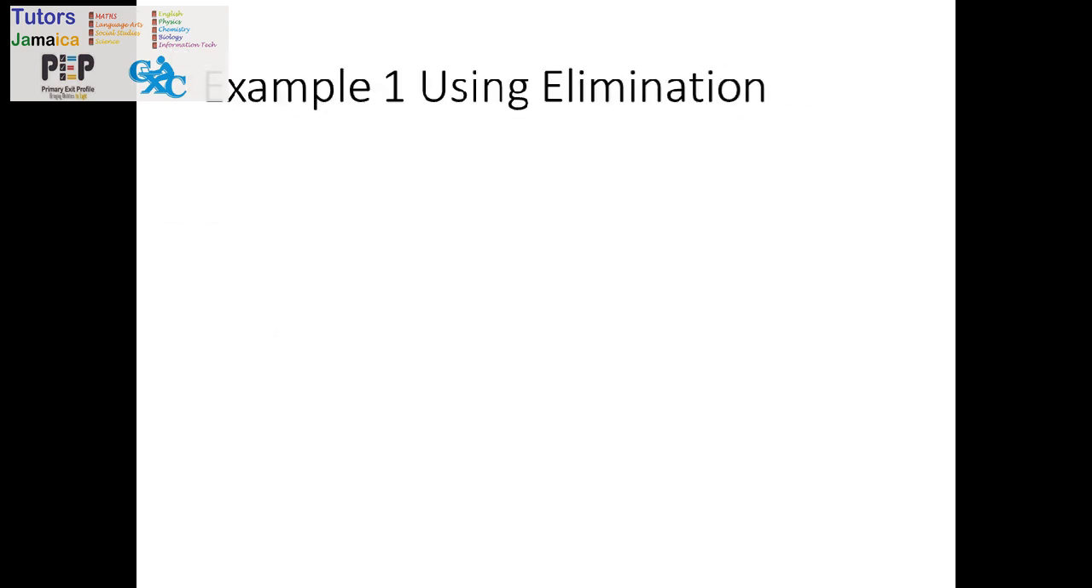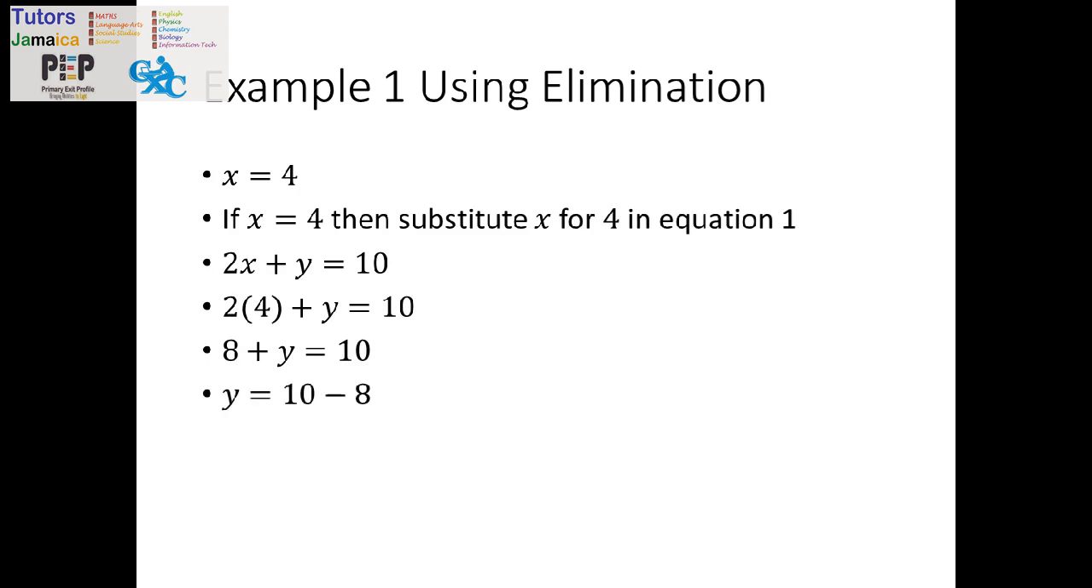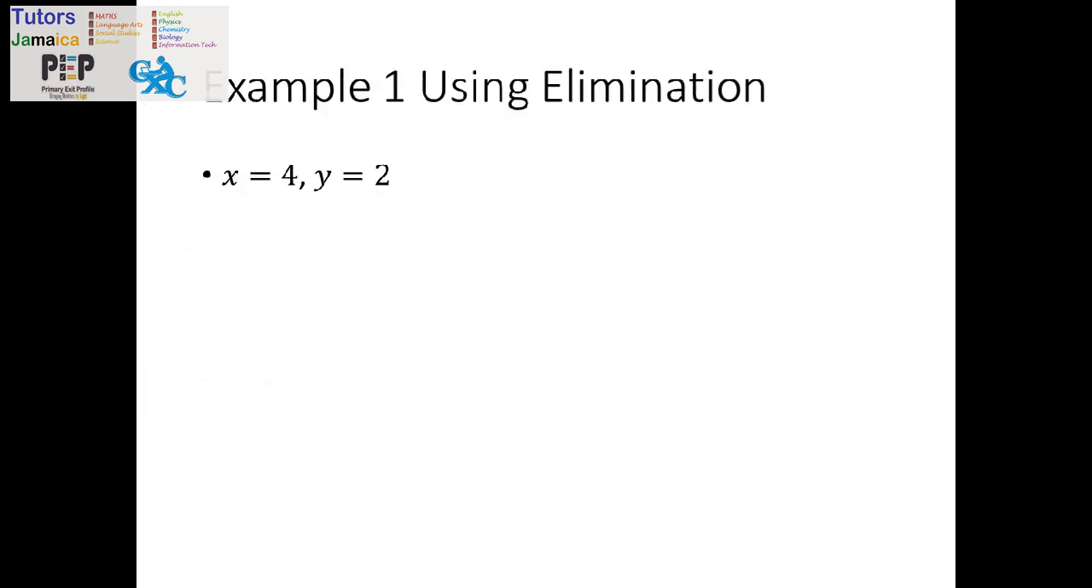Once we have x is equal to 4, if we know x is equal to 4, then we substitute x for 4 in equation 1. So 2x plus y equals 10. So 2 times 4 plus y equals 10. So 8 plus y equals 10. So y is equal to 10 minus 8. So y is equal to 2. And of course, we now know that x is equal to 4 and y is equal to 2.